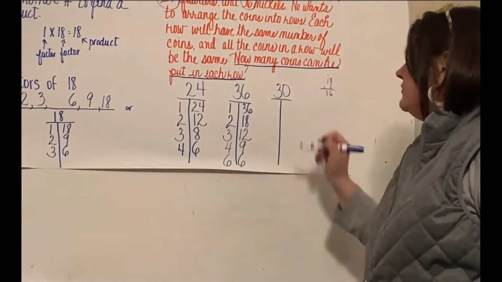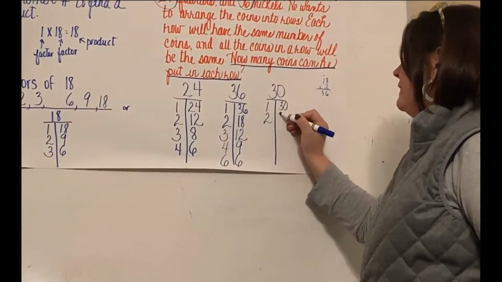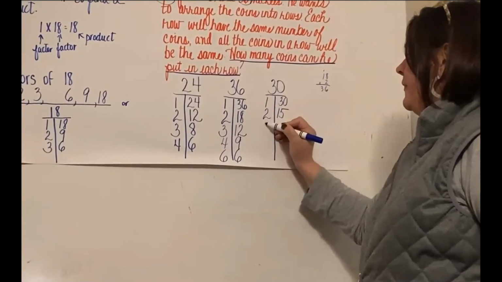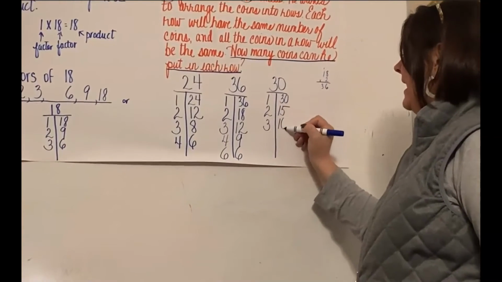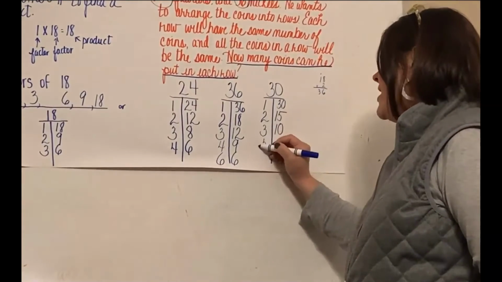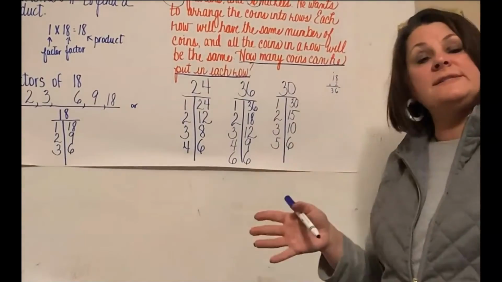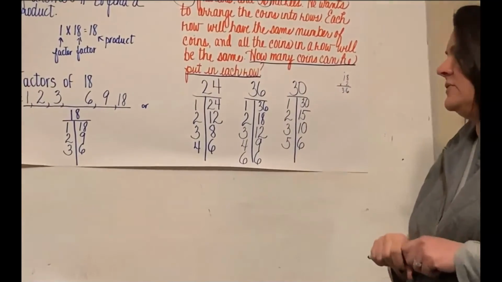All right, let's find the factors for 30. It's 1 and 30, 2 and 15, 3 and 10. Any factors with 4? No. What about 5? 5 and 6, and then we have 6. So we're going to stop there. Those are all of the factors of 30.